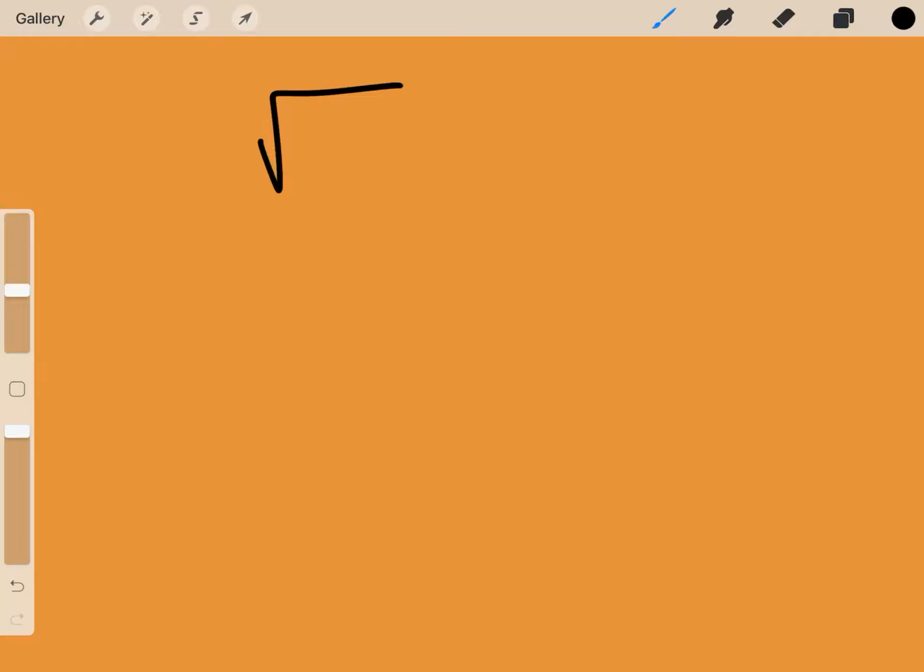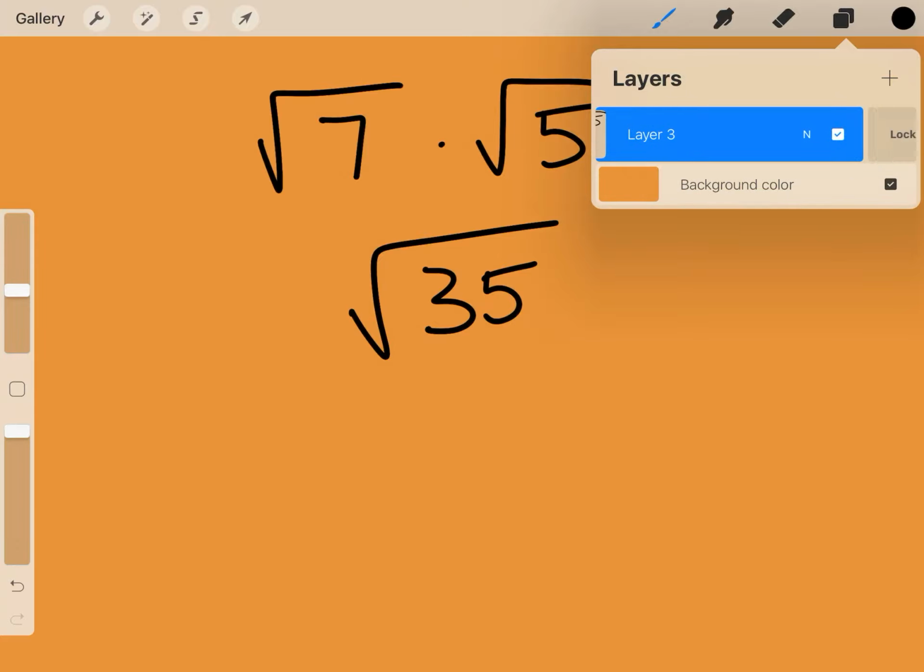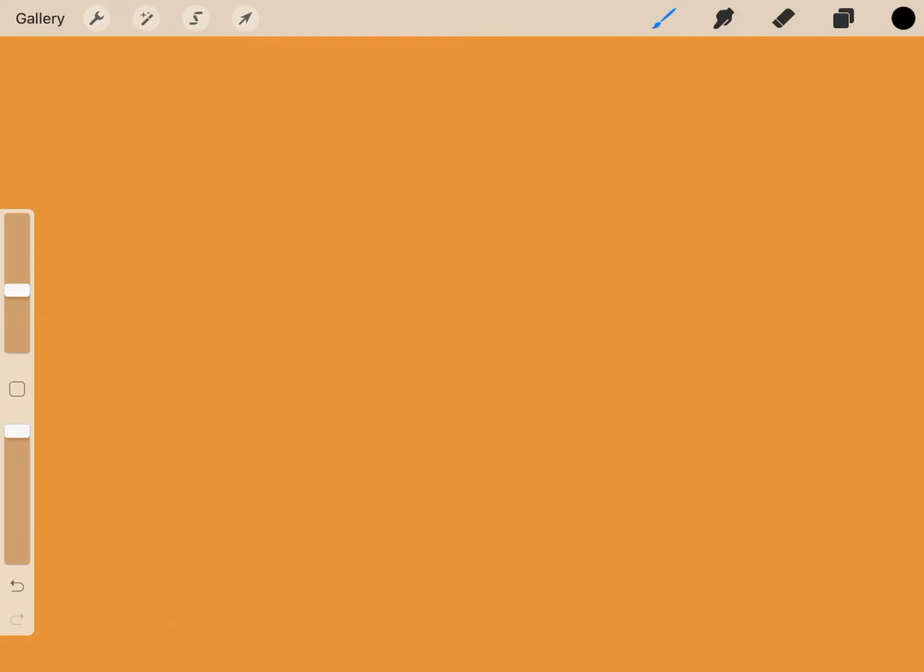If I give you the square root of 7 times the square root of 5, what answer do you get? You get the square root of 35. Can that number be simplified any further? No, it can't. It stays as the square root of 35. Let's try 2 more, and then I'll leave you the rest of time to work on your project.